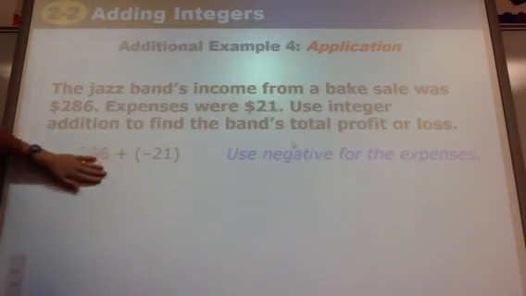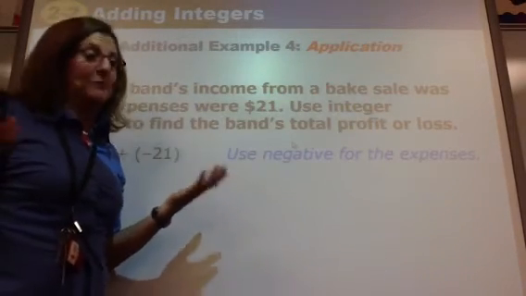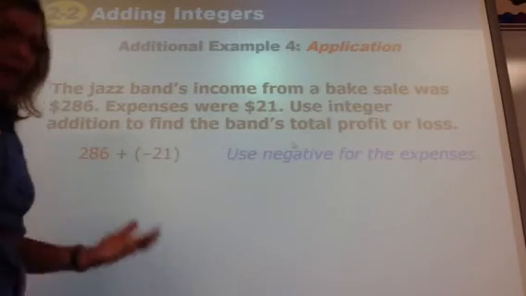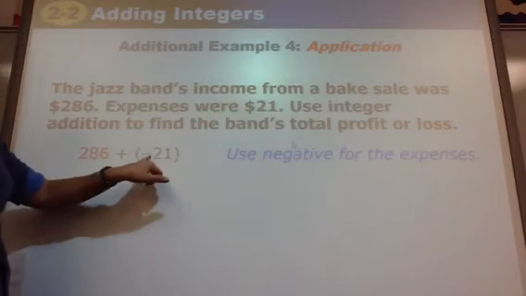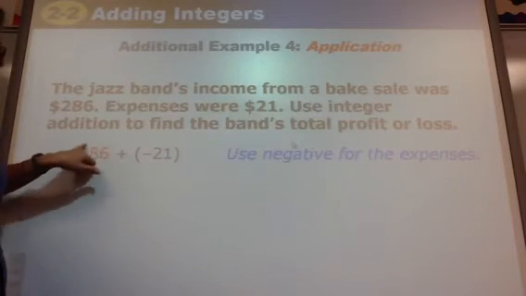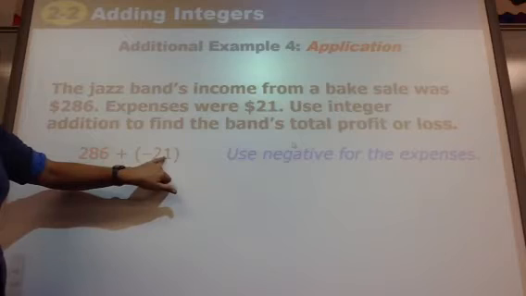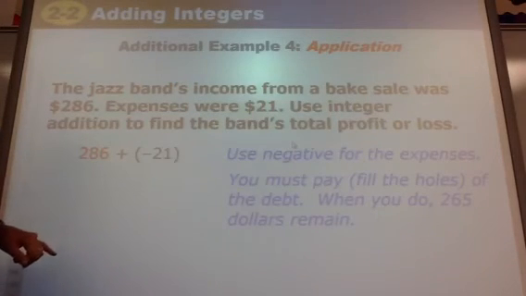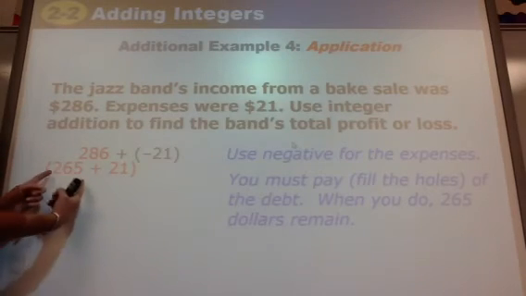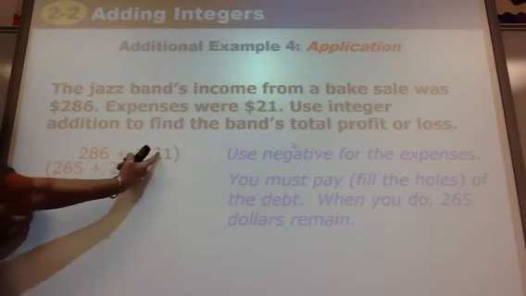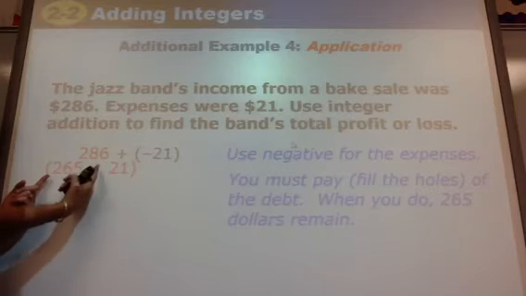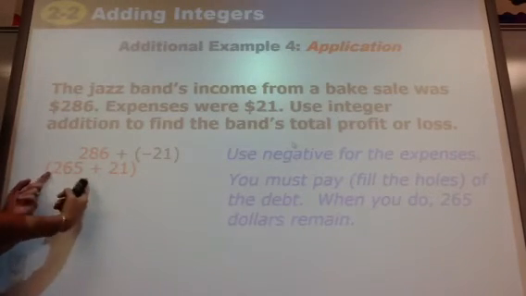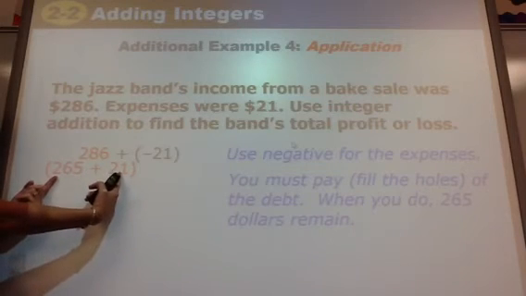So 286 would be like our piles of sand, because that's our positive, and then -21, that would be our holes. That would be our negative. Now I'm going to take 21 of these piles, and I'm going to put them in there, and that'll become 0. So when I take 21 out of there, what I'm really doing is saying, okay, here's the 21 that I got to fill up there, and then I have 265 left. So I took 286 minus 21, and that's how I came up with 265 plus 21.